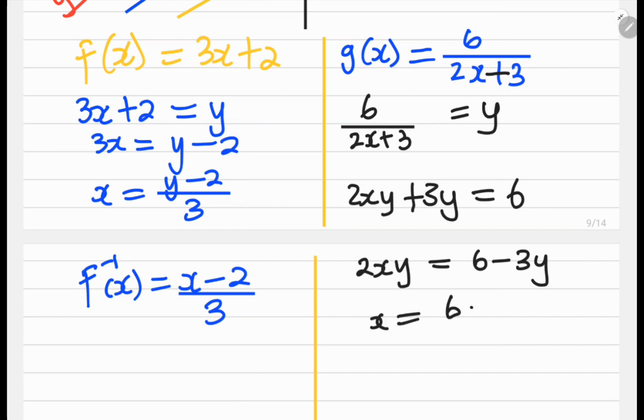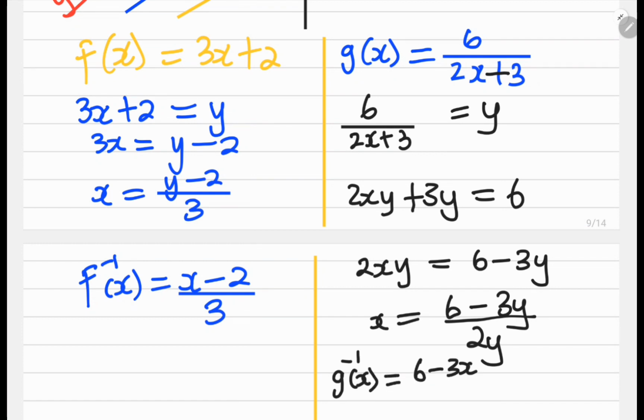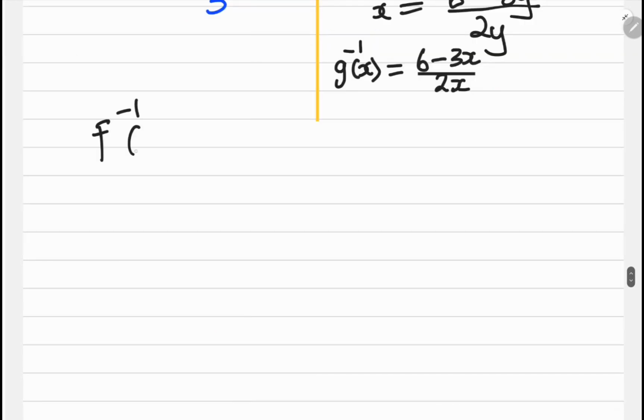2xy is now 6 minus 3y. Divide both sides by 2y. So my x is that. Now I replace y with x's. So my g inverse is 6 minus 3x over 2x.